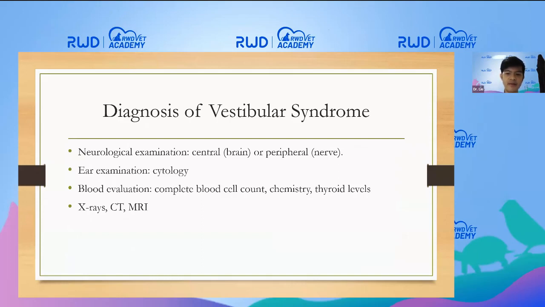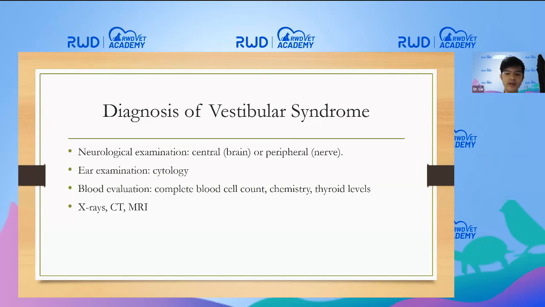Disease located in the brain is often called central, while disease of the nerve is called peripheral. Nerve or peripheral disease is generally self-limiting or easily treated. However, disease of the brain can be life-threatening, especially when left untreated. The ear should be examined with a scope and a swab taken if an infection is suspected. Many dogs with vestibular syndrome may have no typical signs of ear inflammation, such as head shaking, scratching of the ear, inflamed ear canal, or inflamed eardrum.